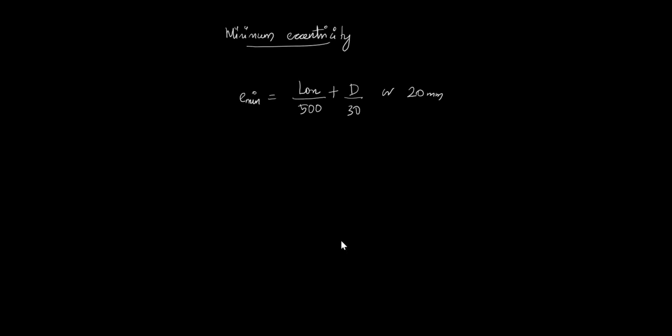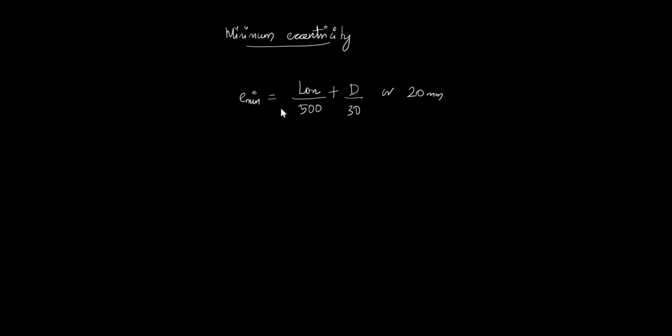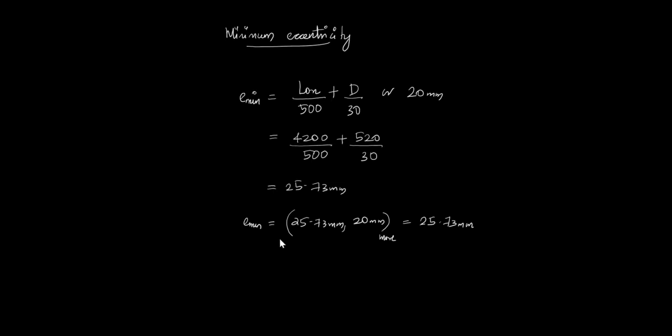Now we will go for minimum eccentricity. You have the minimum eccentricity from clause number 25.4. All columns shall be designed for a minimum eccentricity equal to unsupported length by 500 plus lateral dimension by 30, or a minimum of 20 mm. E minimum is equal to unsupported length divided by 500 plus D by 30, or 20 mm, whichever is more. So unsupported length is 4200 divided by 500 plus 520 divided by 30, you will get 25.73. So E minimum is 25.73 mm or 20 mm. So we will take it as 25.73 mm.